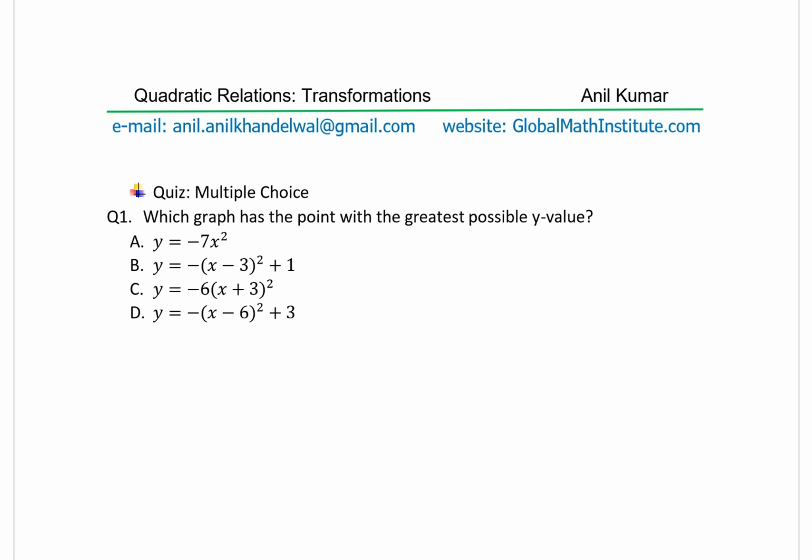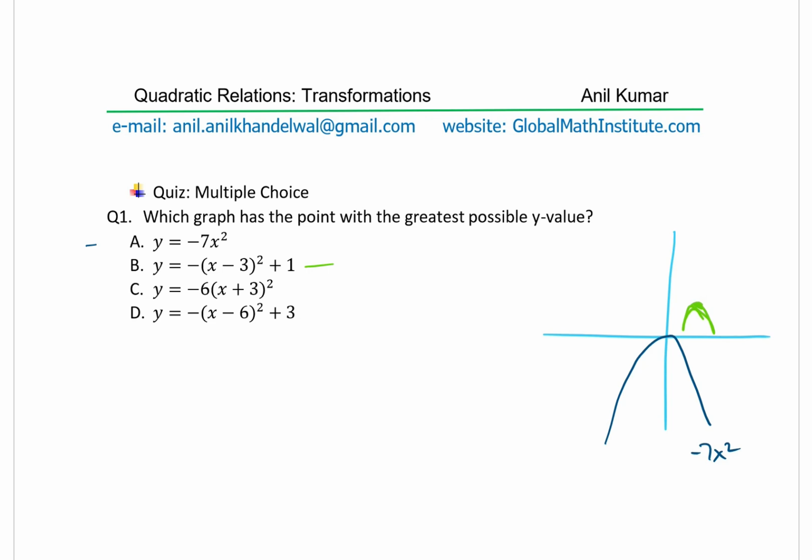Which graph has the point with the greatest possible y value? So we have got four choices. You have to figure from the given values. So if I say minus 7x squared, the graph will be kind of like this, right? If I say minus something plus 1, that plus 1 really means that, and this is the vertex, right? So we have a vertex at 3 and plus 1 somewhere here. So the graph has a vertex here and it's going down from here. So that is plus 1.